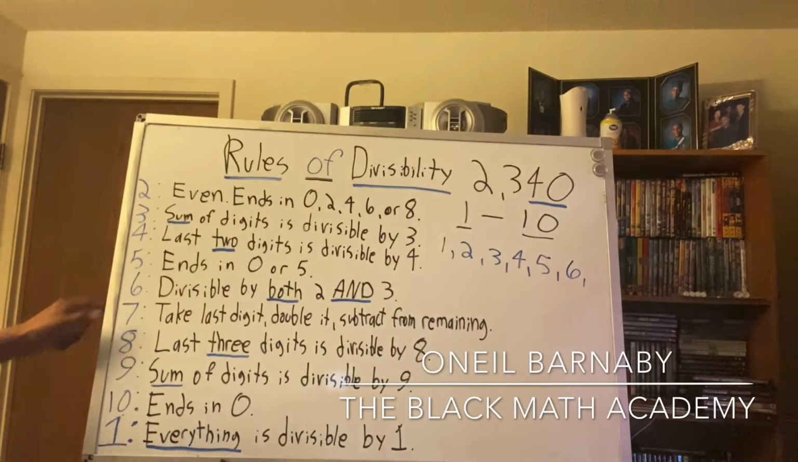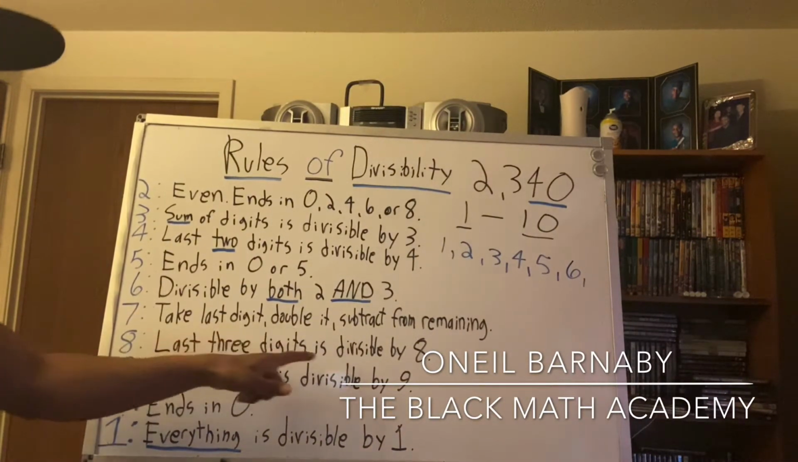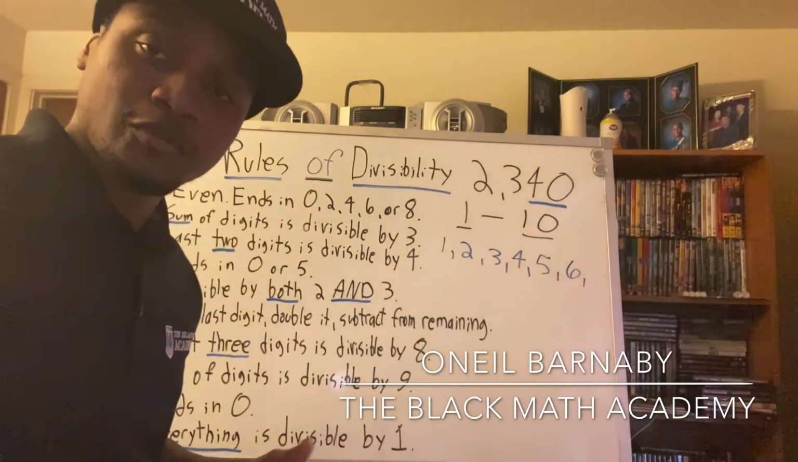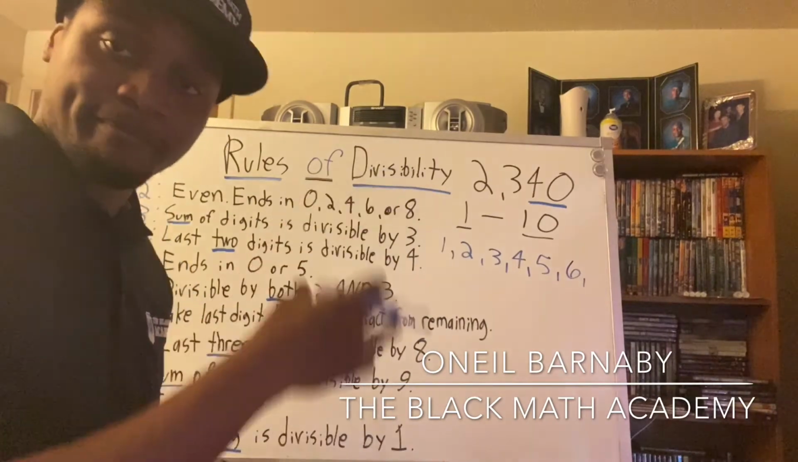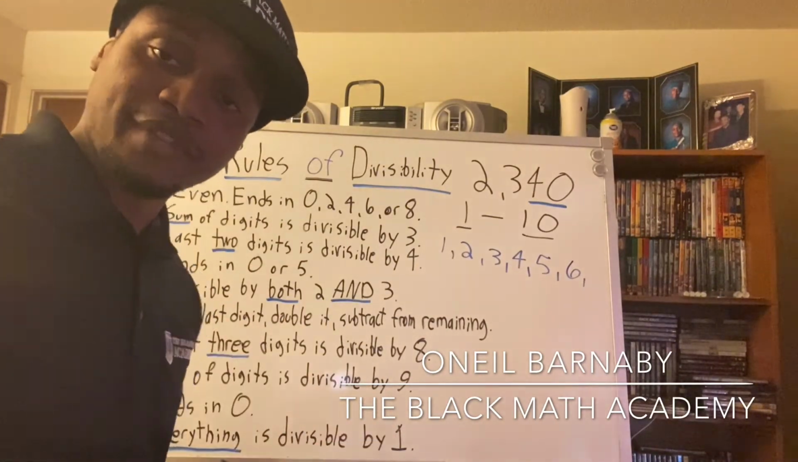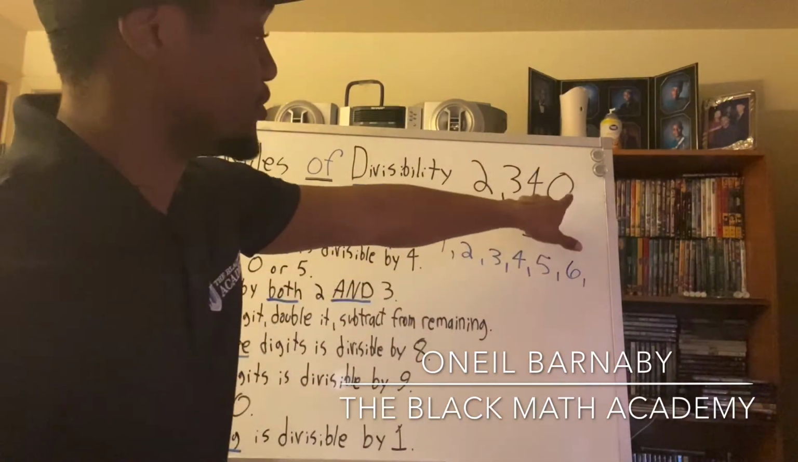The rule for 7 says you take the last digit, double it, and then subtract it from the remaining. I know this particular rule is probably the oddest one out of the bunch, but this rule does work, and let me demonstrate how that works. So we're going to take the last digit, which is the 0.